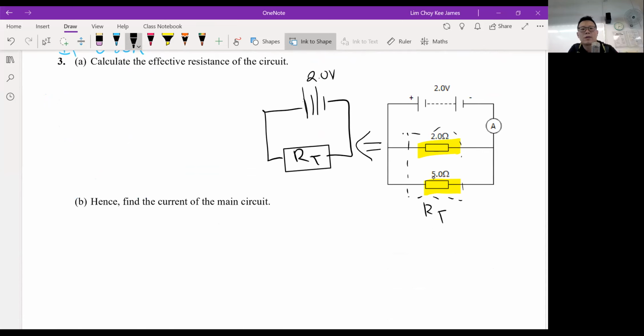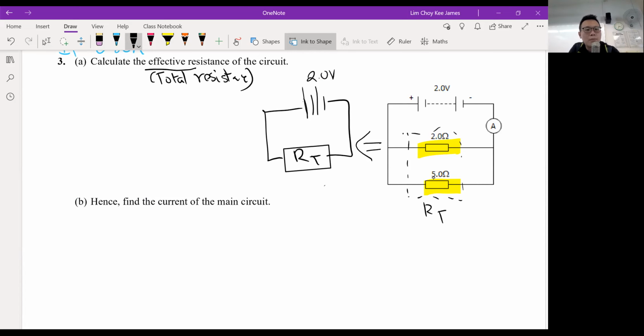Okay, this is what I've done when I combine them. Just a reminder, effective resistance refers to total resistance. Once you combine the circuit, it becomes a single resistor called RT. Like most students, you are required to know the formula for parallel arrangements.